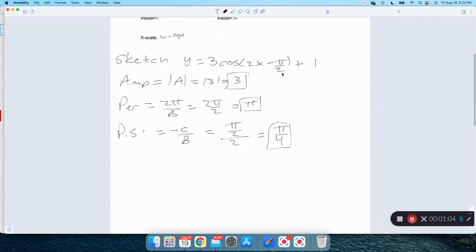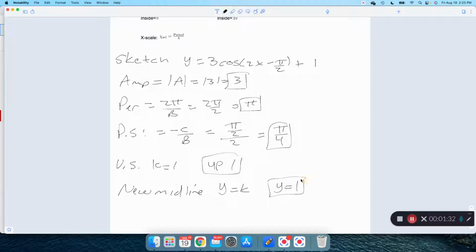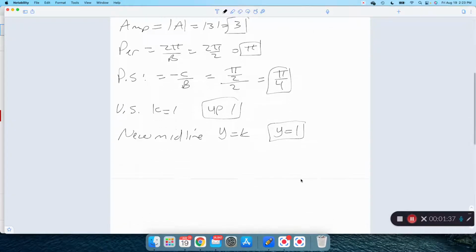Okay, now something new. Look at that. Plus 1 outside. Our vertical shift, k equals 1, so we're going to shift up 1 because it's positive. If that was negative, we'd shift down. So our new midline will be the horizontal line y equals k. So in this case, y equals 1. That'll be our new middle instead of the x-axis.